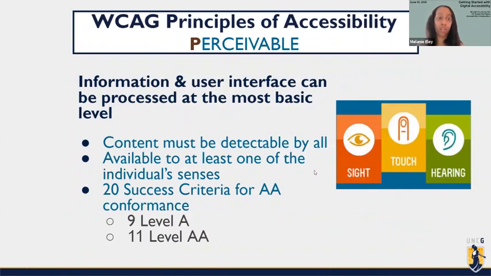All right, so now let's take a look at the core principles themselves. The first one is perceivable. And remember, we're talking about the POUR acronym. The P in POUR stands for perceivable. This focuses on the user being able to access information and interact with the web interface and its components, basically being able to access the content that's on the screen at the most basic level.